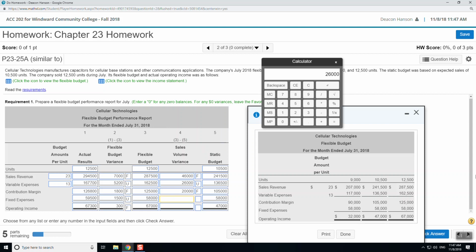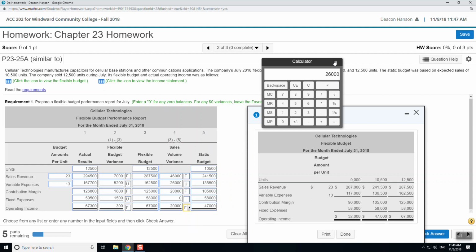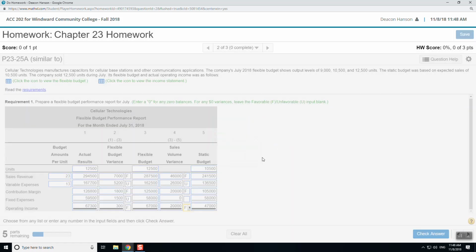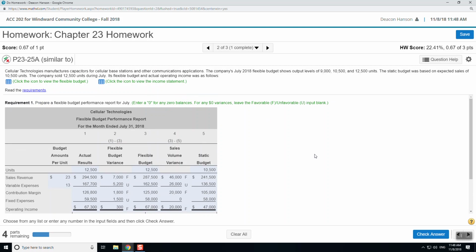Now it tells me for zero variances, you don't have to label it favorable or unfavorable. You just leave it blank. Okay, so it looks like we did 20,000 more in net income when you compare flexible budget to static budget. In prior classes or prior textbooks and software, you would show the unfavorable as a negative and the favorable as a positive. I'm not sure if this is asking me to do that or not. So we'll go ahead and click check. And we did okay. So it's kind of just using the absolute value there, right?